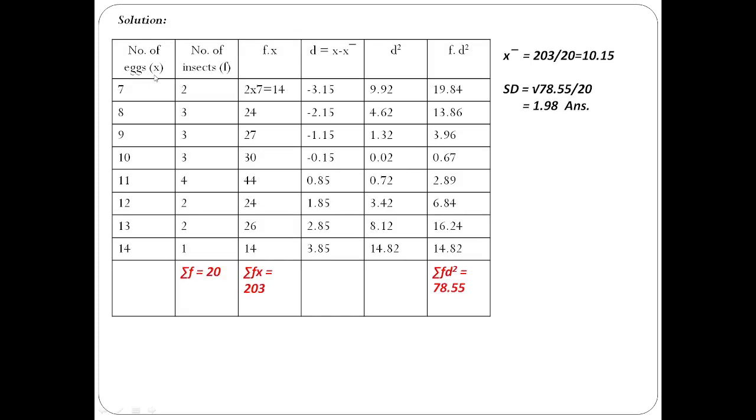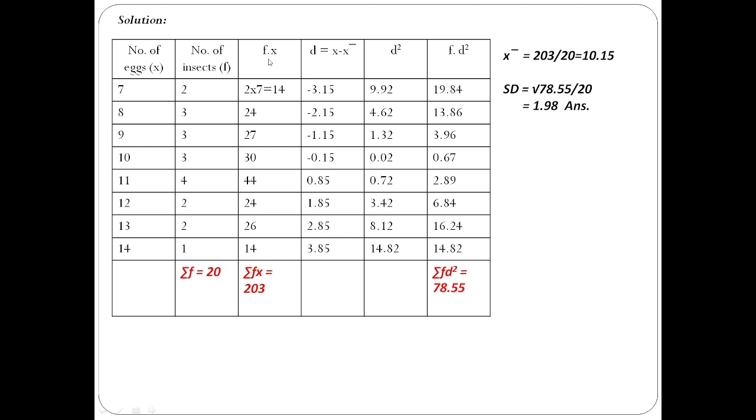So we need to put the values of x. Here, 2 insects lay 7 eggs. Similarly, 3 insects are there which can lay 8 eggs, 3 insects are there which can lay 9 eggs, similarly 4 insects are there which can lay 11 eggs, and so on. So here the data is presented in the form of x and frequency f.